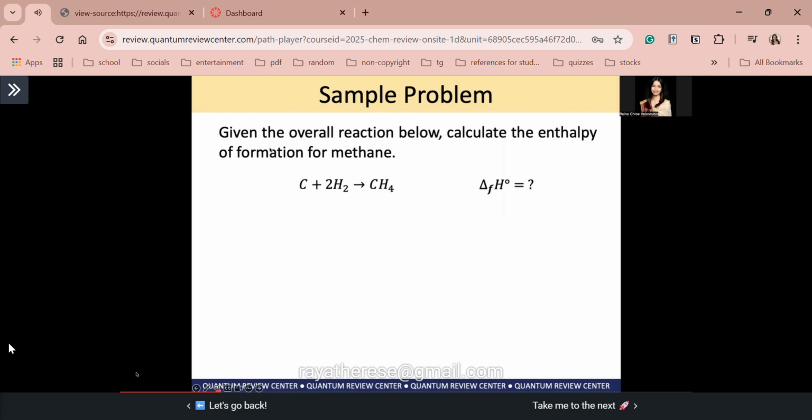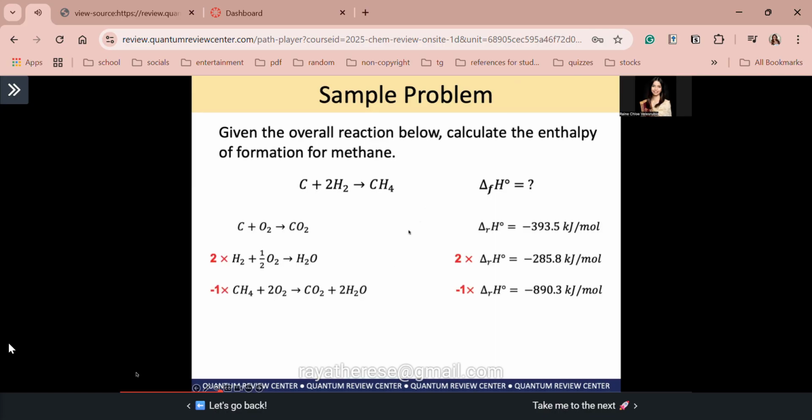Ayan, another sample problem, given the overall reaction below, calculate the enthalpy of formation for methane. So this is the formation of methane, and we have to get the delta FH. So guys, given tayo ng mga individual reactions na ito, so again, disregard nyo muna to. Okay? Given tayo ng tatlong reactions with their respective enthalpies of reaction, ang gagawin natin is to scale them in a way na makuha natin ang overall reaction below. So basically, ang goal is to get this overall reaction below.